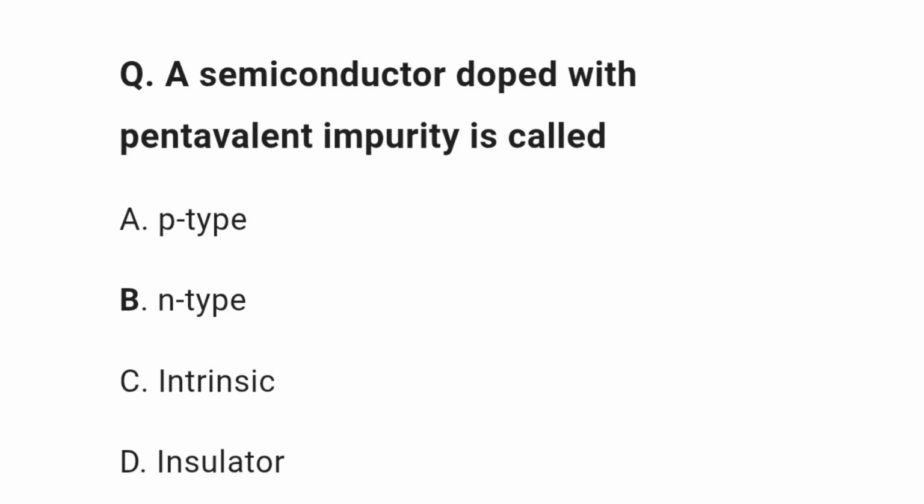Next question. A semiconductor doped with pentavalent impurity is called P-type, N-type, intrinsic and option D, insulator. The right answer is option B, N-type.